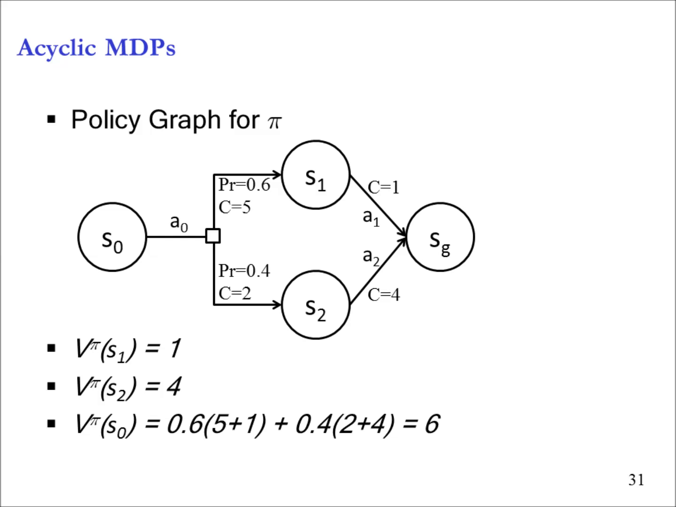We have done this already. If this is my situation, with probability 0.6 I pay a cost of 5, get to S1, and then pay a cost of 1 and so on. What is the value of S1? 1. Value of S4? Value of S2, 4. Value of S0: 0.6 times (5 plus 1), plus 0.4 times (2 plus 4), equal to 6.